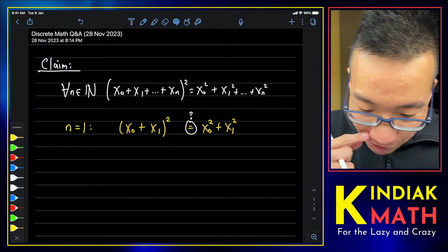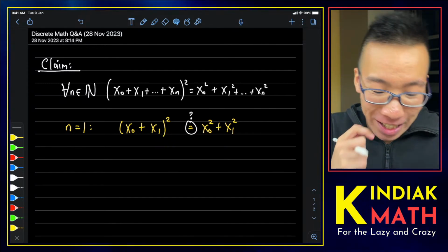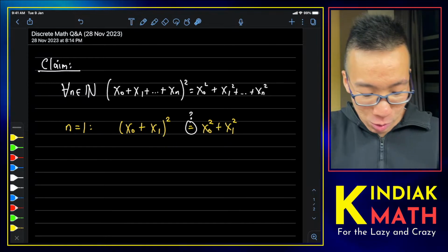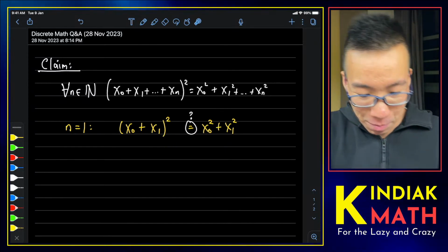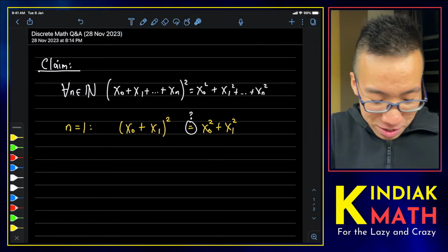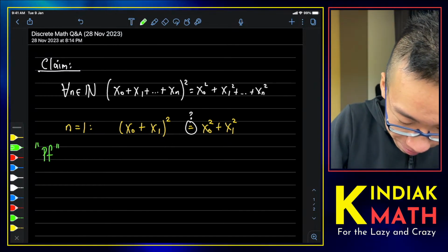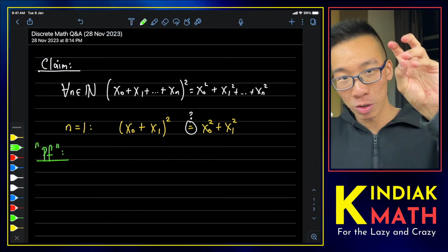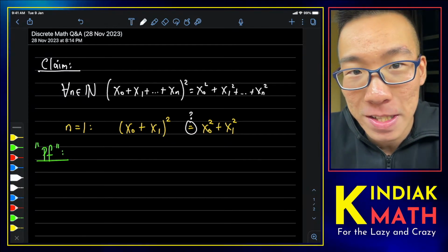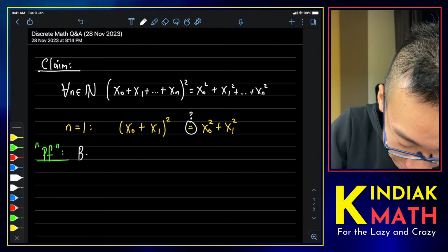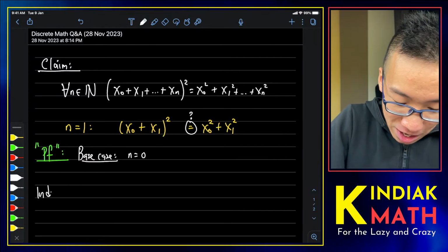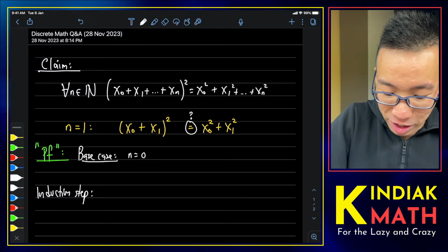Alright, so here's the first question. We have this little sneaky claim that we can do this really strange property where you could basically bring the power into the expression. And here's the quote-unquote proof of the result. We're going to prove it using induction, starting from the base case. The base case is given by n equals 0, and for the induction step, we're going to use strong induction.